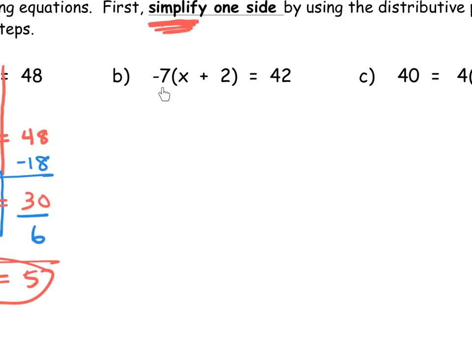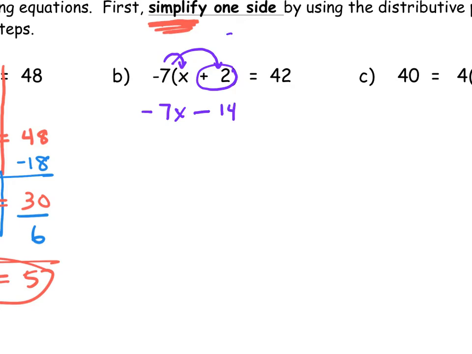For the second equation, I'm going to have to deal with a negative coefficient. I'm going to start my distributive property same as I did the first. We're simplifying the left side. So negative 7 times x would be negative 7x. Negative 7 times positive 2. You can pause and use your calculator if you like. That result would be negative 14. So we're going to choose to write it as minus 14.